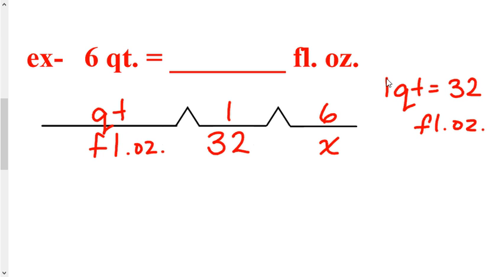I can easily solve this one using a scale factor. 1 times 6 is 6, so I can do 32 times 6. And when I do, I'm going to get 192. So 6 quarts equals 192 fluid ounces.